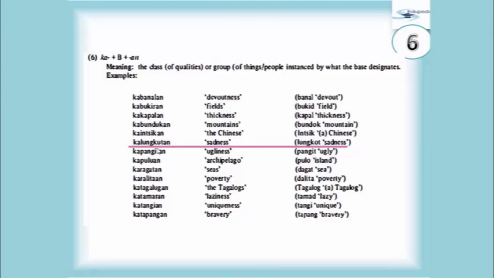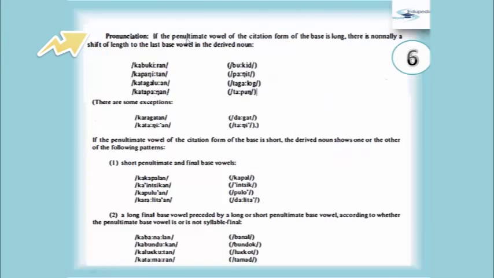Chinese, kalungkutan, sadness, lungkot, sadness, kapangitan, ugliness, pangit, ugly, kapuluan, archipelago, pulo, island, karagatan, seas, dagat, sea, karalitaan, poverty, dalita, poverty, Katagalugan, the Tagalogs, Tagalog, Tagalog, Katamaran, laziness, tamad, lazy, katangian, uniqueness, tangi, unique, katapangan, bravery, tapang, bravery.